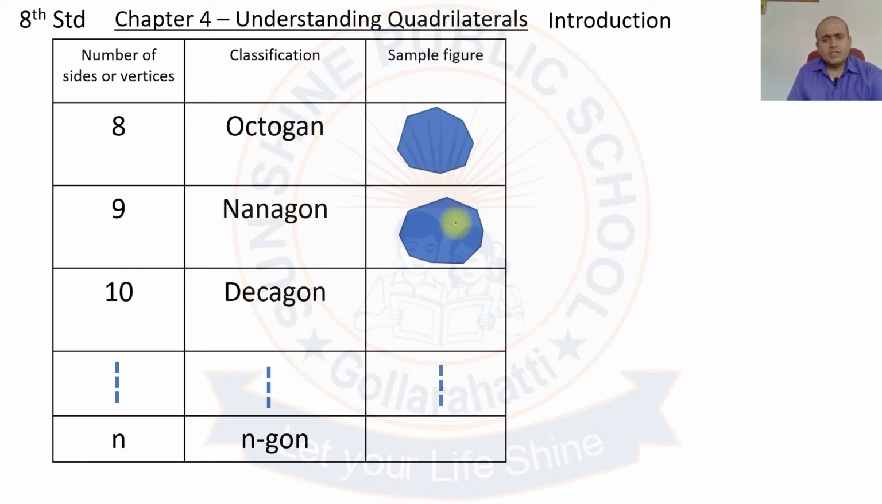A figure which is closed by 9 sides or 9 vertices we call a nonagon. And a figure closed by 10 line segments, or having 10 vertices, we will call a decagon. In the same way, if the number of sides is n, we call it an n-gon.